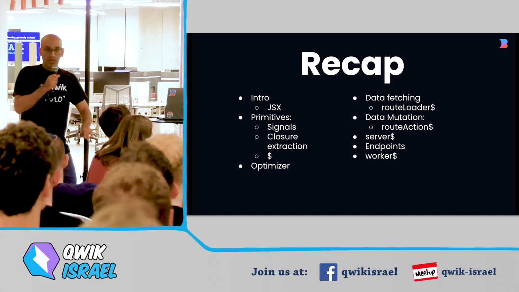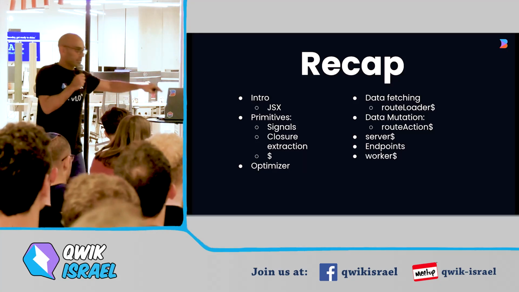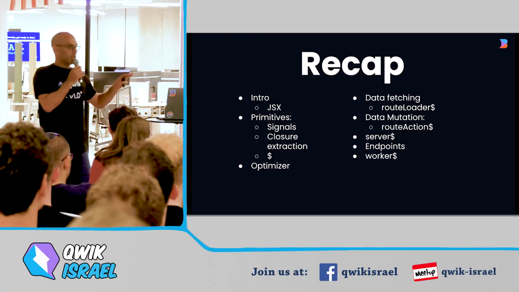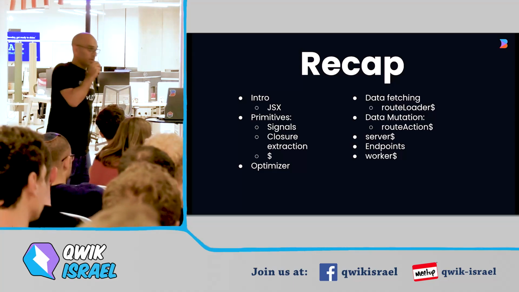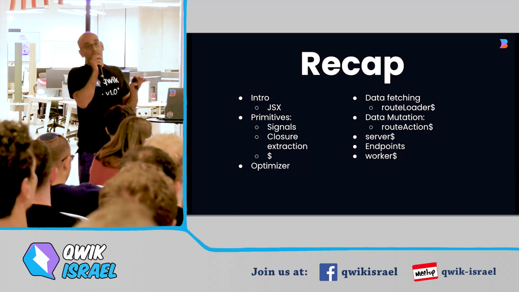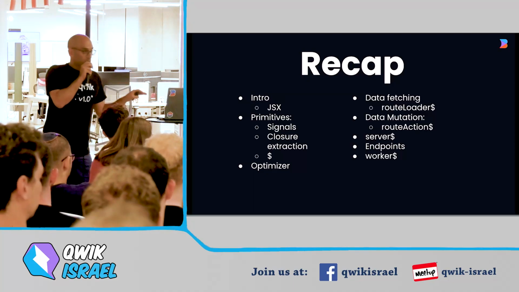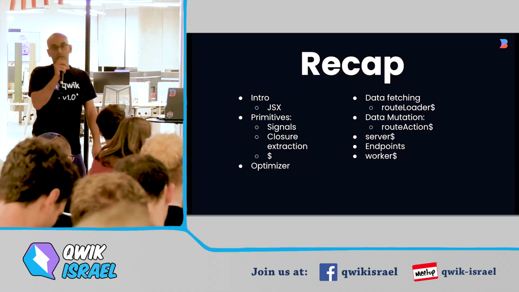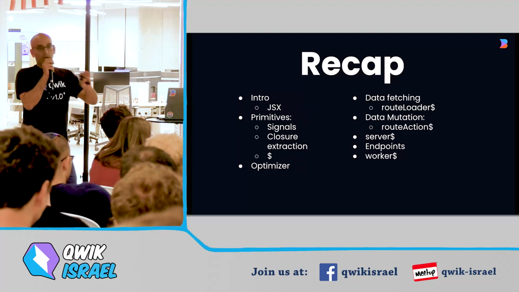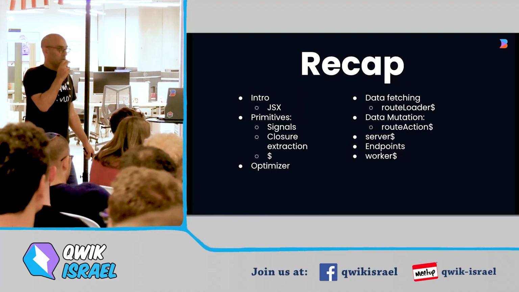So to recap, we did a little intro, we saw JSX, we looked at primitives with signals and the closure extraction, the $, the optimizer. We saw how we can fetch data with route loader. We saw how we can submit forms with the route action. We saw server$, how we do endpoints, and worker$.